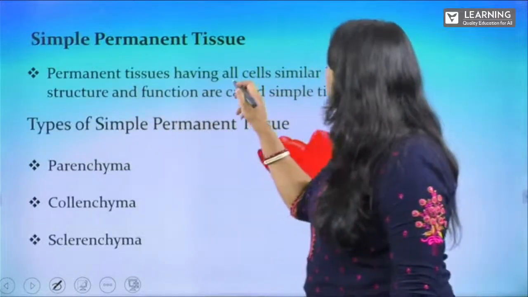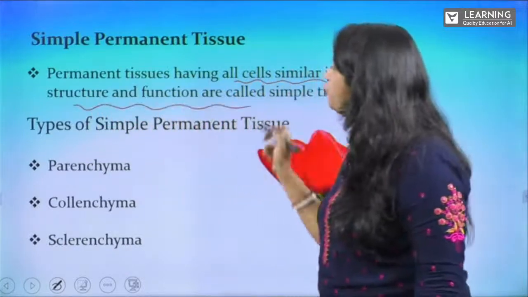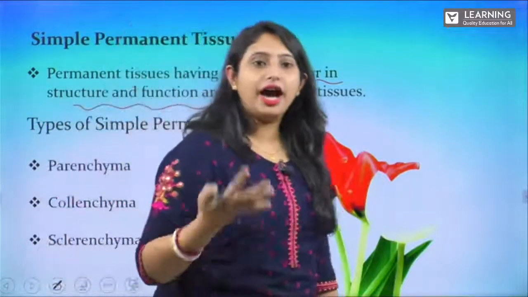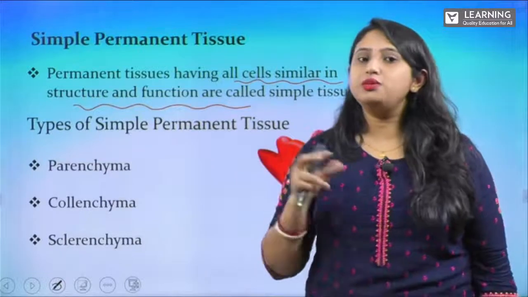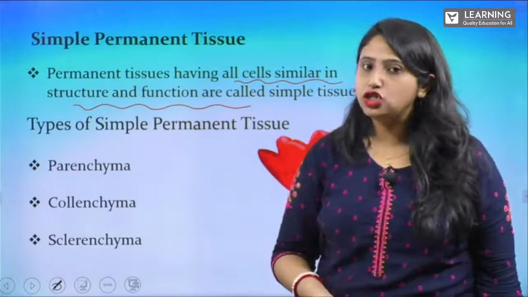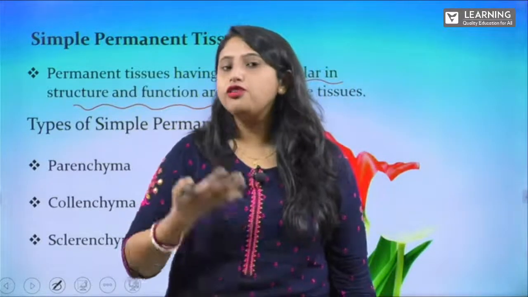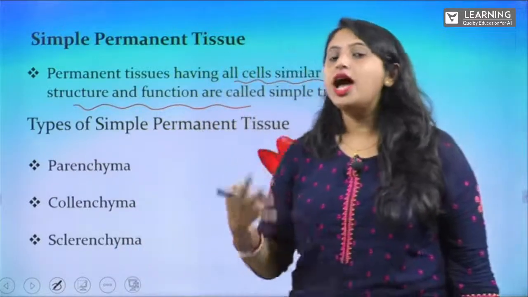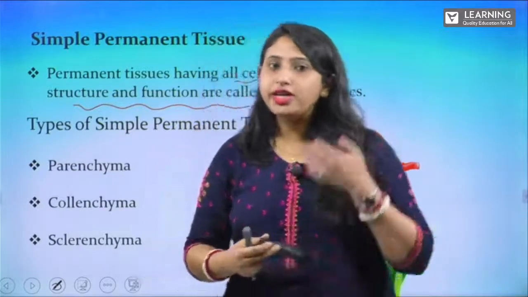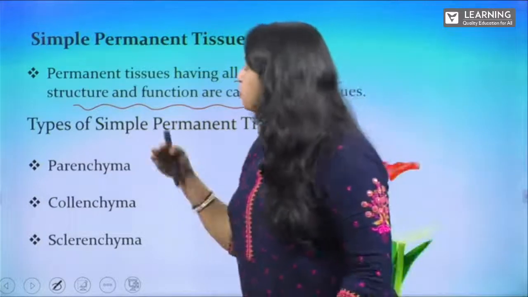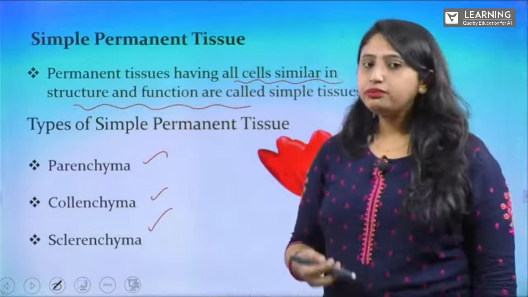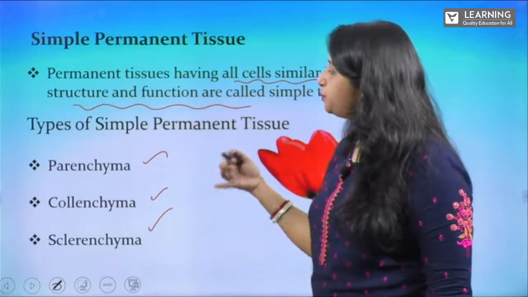So what is this simple permanent tissue? Permanent tissue having all cells similar in structure and function. Here all the cells will be similar, so only one type of cell you will find, having similar structure and function. This simple permanent tissue is further divided into three types. What are the three types of simple permanent tissue? Parenchyma, Collenchyma and Sclerenchyma.